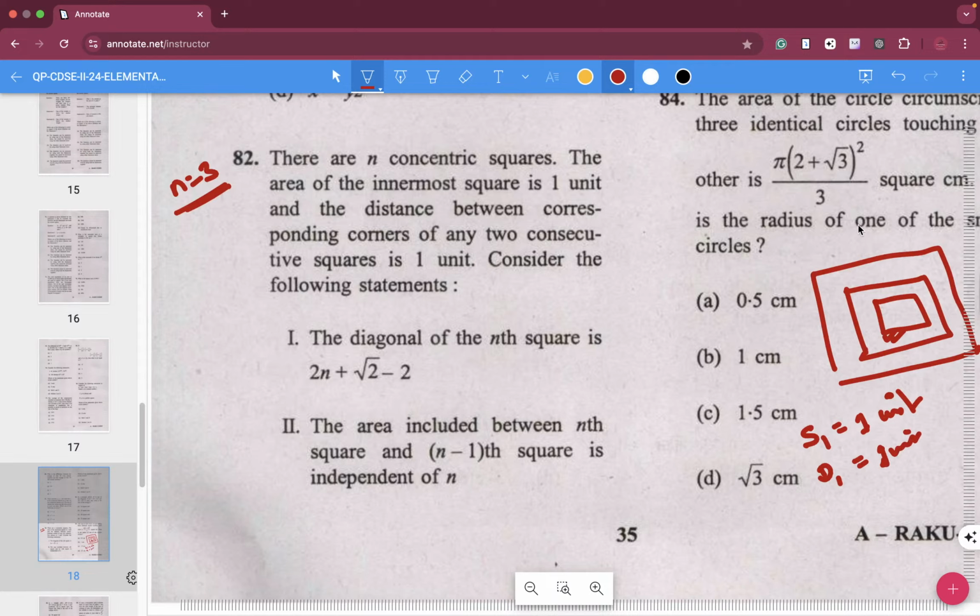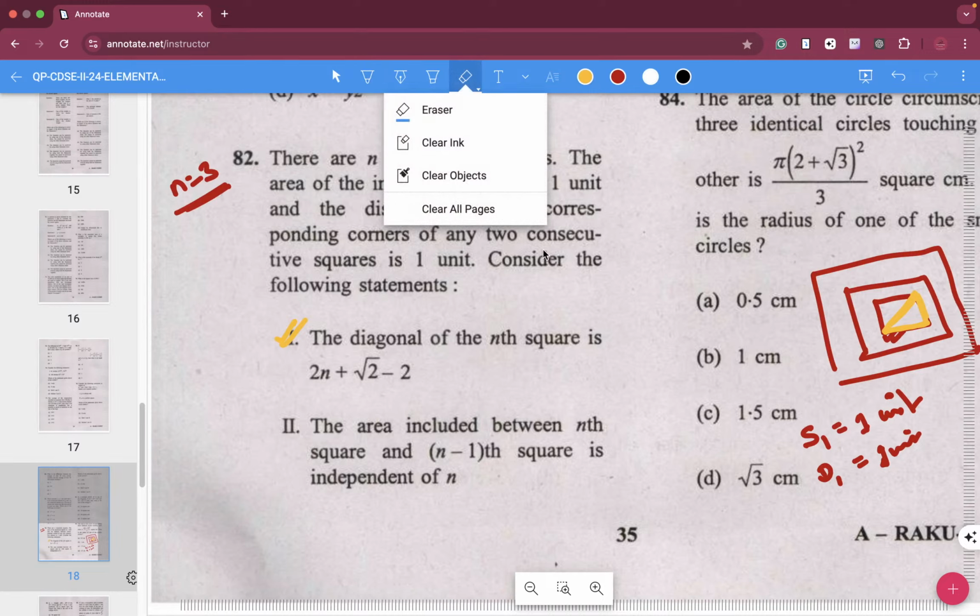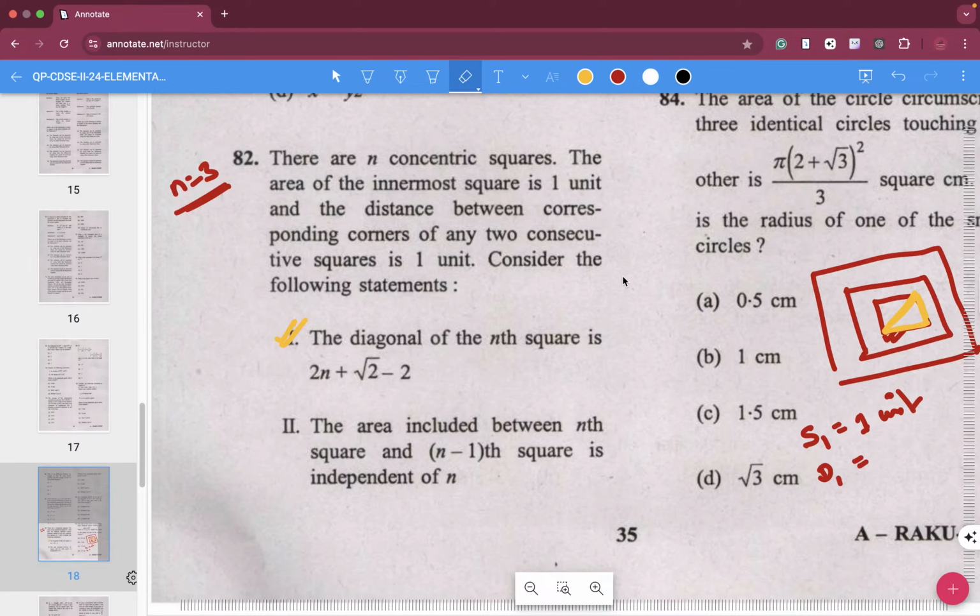Not 1 unit. This particular value, which I'm writing in yellow, is 1 unit, and this particular value is also 1 unit. Then how about this particular value, which is your diagonal? Why am I bothering about the diagonal? Because this is what they have asked. The diagonal of the nth square is 2n plus root 2 minus 2, right? That is what they are asking.